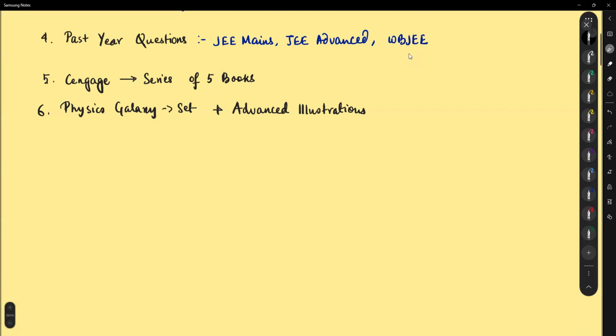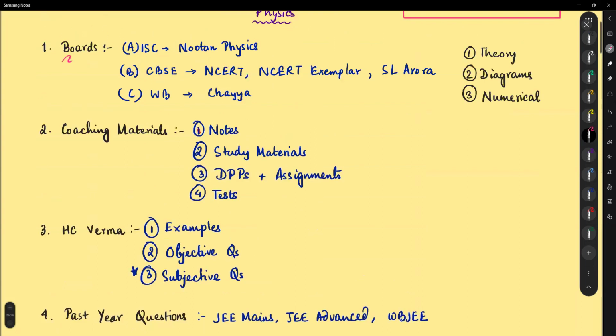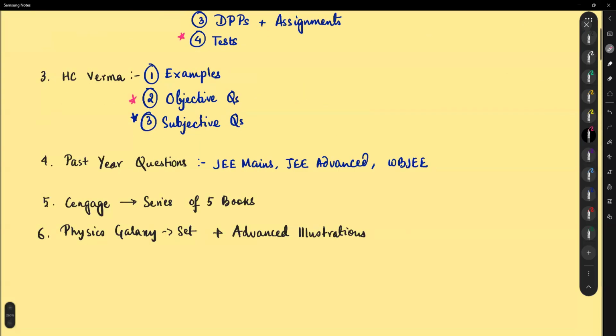If you follow till point number 6, you are ready for JEE Advanced. Okay. Important things to be noted here: number 1, your boards should be perfectly done. Secondly, your coaching material should be complete along with the tests and DPPs. Okay. Then comes the objectives and subjectives of HC Verma. And HC Verma, remember, is very, very important. Then comes at least the past 5 years of questions.